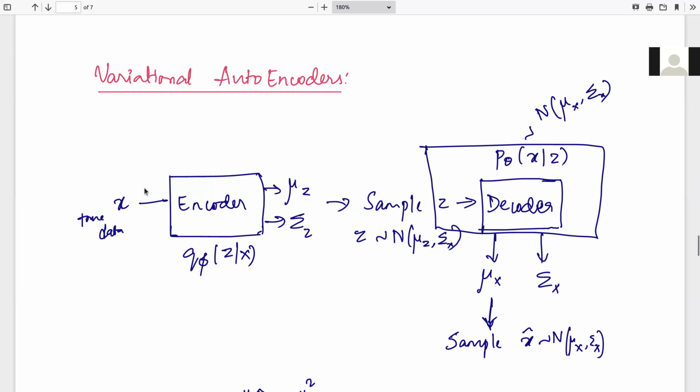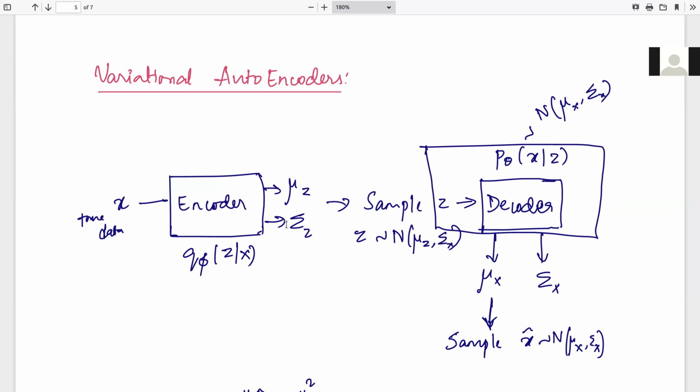And we will have this X, which is our training data, sampled from the true data distribution. These inputs will be fed to the encoder. Now, in case of autoencoder, the output of the encoder was Z, which was the latent feature representation of the input X.